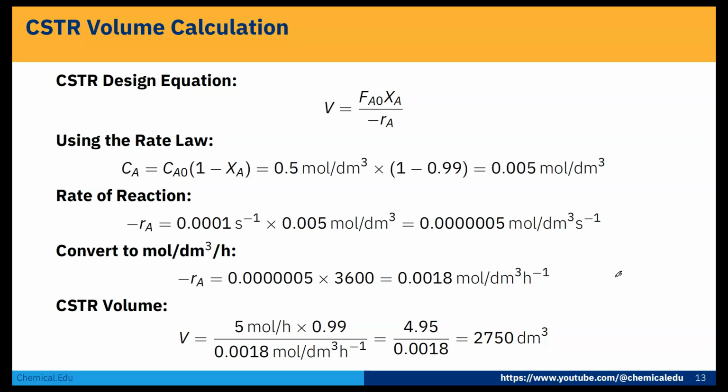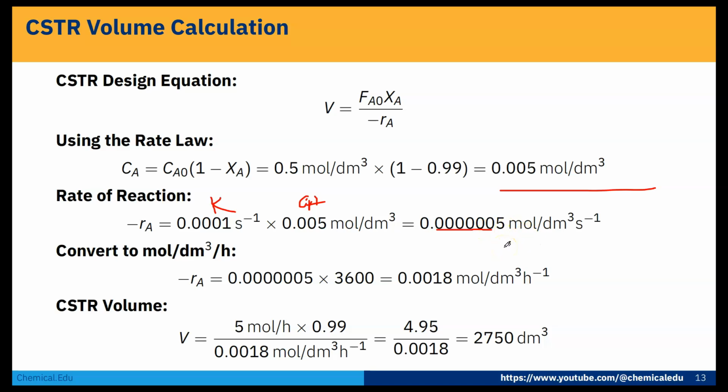Now the CSTR design equation is V is equal to Fa0 Xa divided by minus Ra. Using the rate law, Ca is equal to Ca0 (1 minus Xa), that is 0.5 mole per dm³ times (1 minus 0.99), so that is 0.005 mole per dm³. So the reaction rate, minus Ra, is equal to K, 0.0001 second inverse, times Ca, which is 0.005 mole per dm³, so that is 0.5 times 10 to the power minus 6, mole per dm³ second.